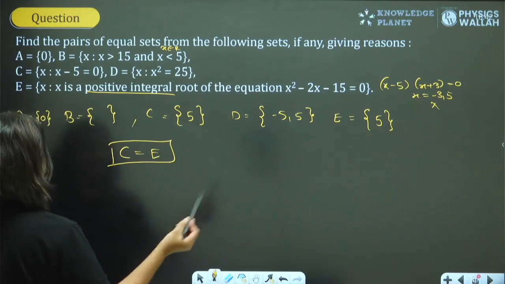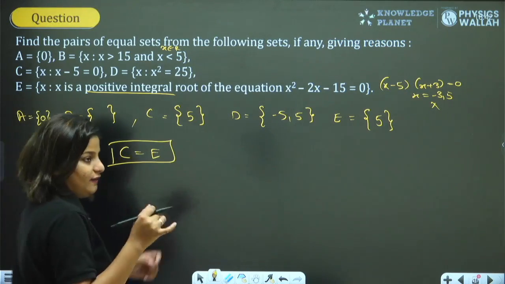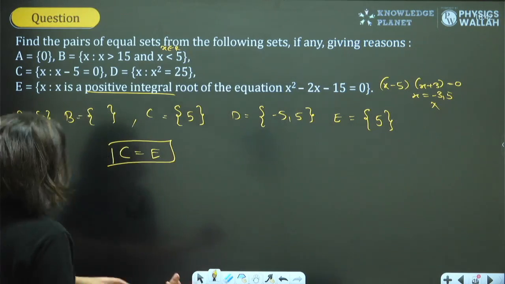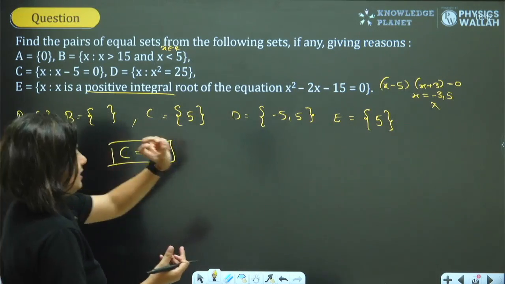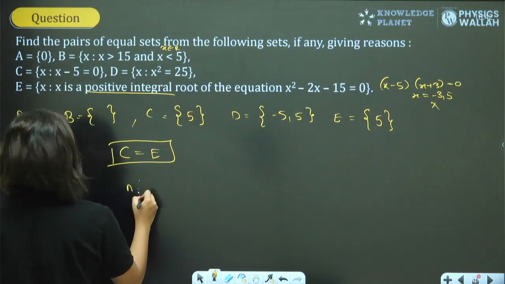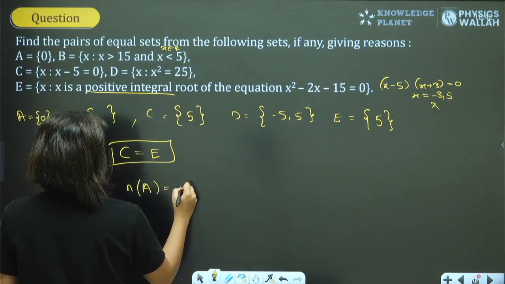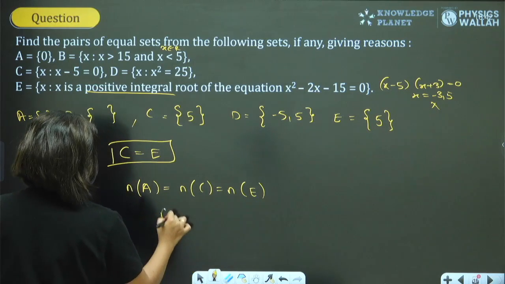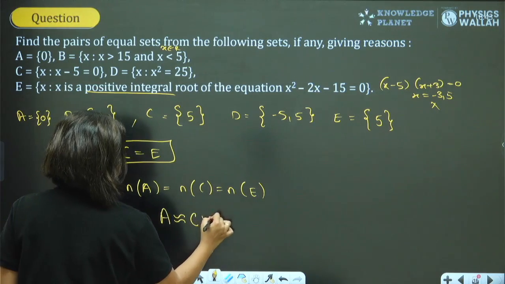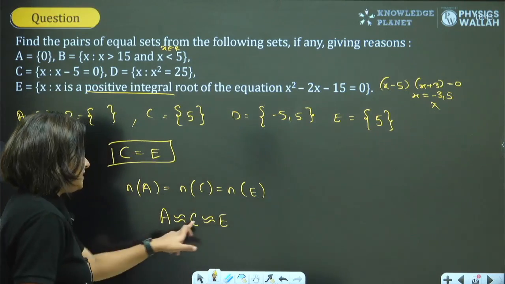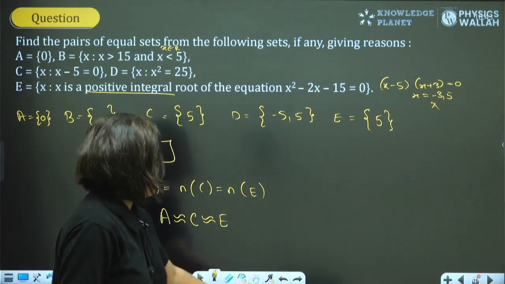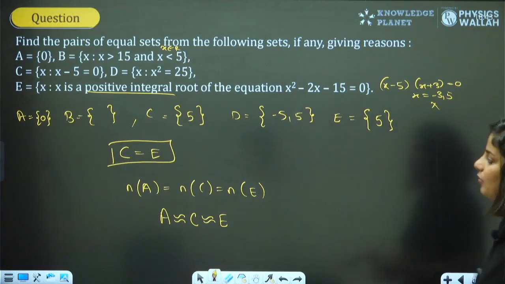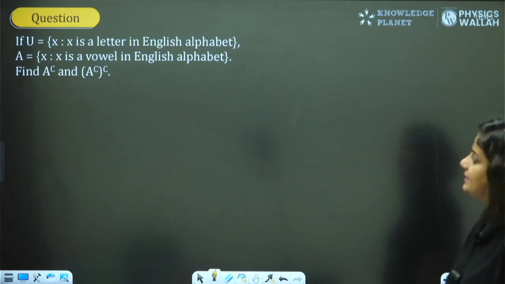No. If I ask you equivalent sets, then you have to check for cardinality. That means the sets which have equal number of elements. A, C, E. All three of them have equal number of elements. And we can write A equivalent to C equivalent to E. This is the symbol for equivalent sets, right? The wave, which shows number of elements are same, cardinality is same.